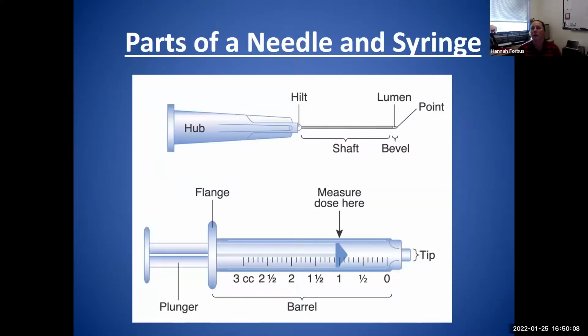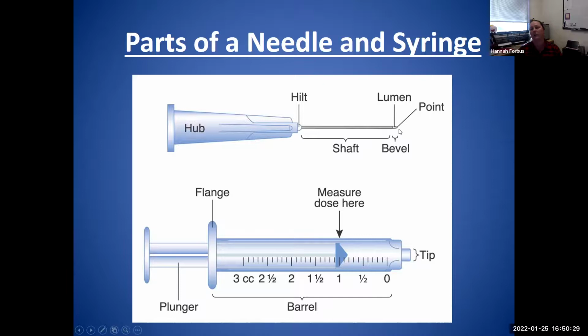Okay, so here are the parts of a needle and syringe. We have the hub. This is the needle right up here at the top. The base is the hub. The hilt is where the metal needle part meets the hub. The lumen is the opening on the end. It's kind of an oval shape.